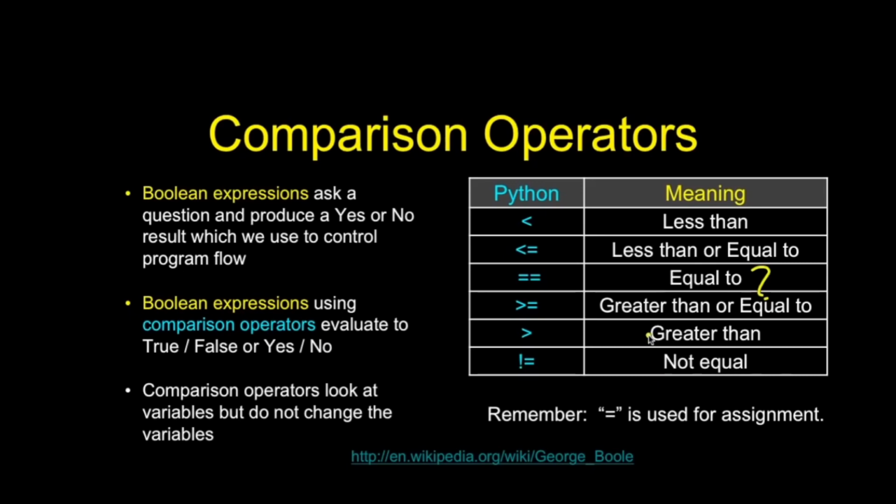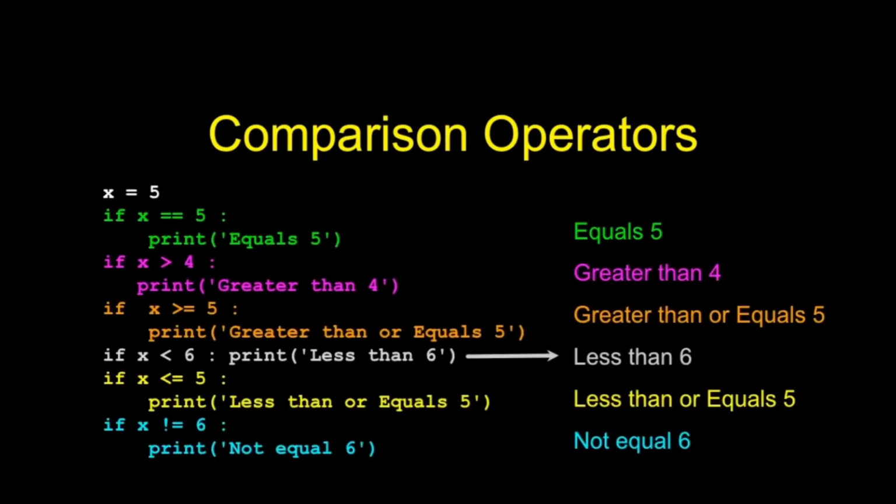So if we take a look at some of these in some examples, all of these are going to be true because of the way X is set. If X is equal to 5, that's the question version. That's true or false. It'll execute that. If X is greater than 4, it's going to execute that. If X is greater than or equal to 5, it's going to execute that.